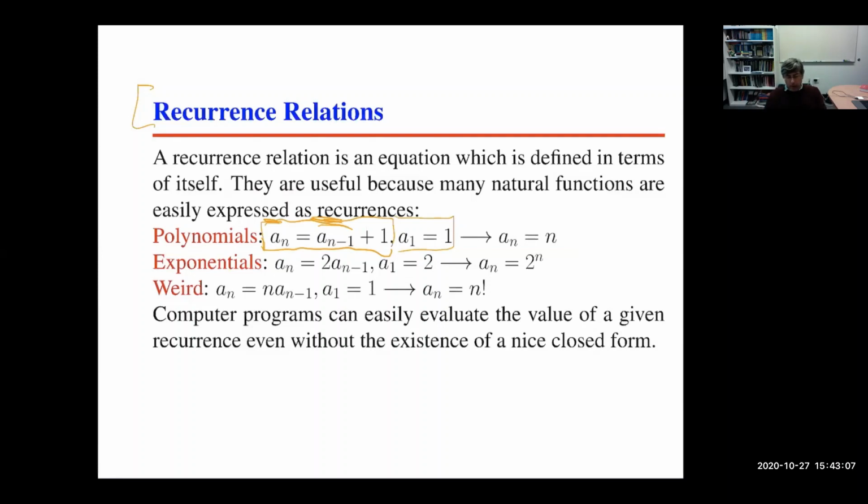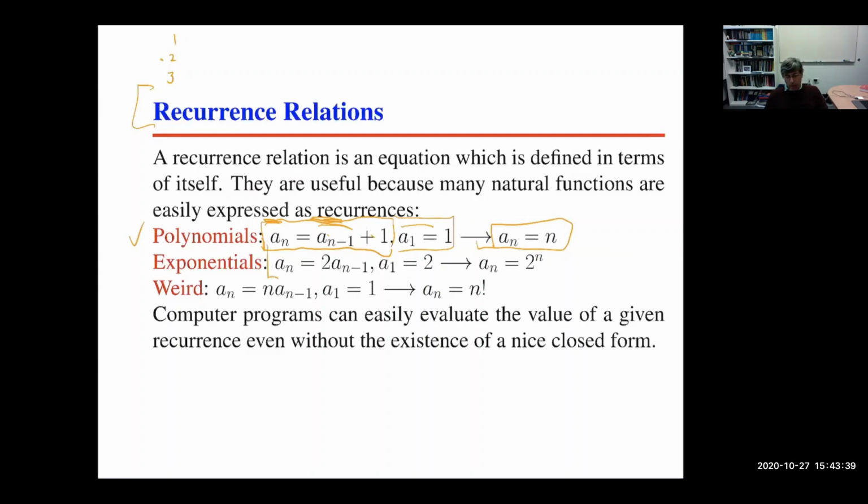So this, in fact, if you look at it, for A of 1, it's going to give us 1. For A of 2, it's going to give us 1 plus 1, or 2. For A of 3, it's going to give us 2 plus 1, or 3. Does everybody see that this recurrence relation generates the function A of n equals n? Okay? In fact, for any polynomial, there is a recurrence relation that generates it.